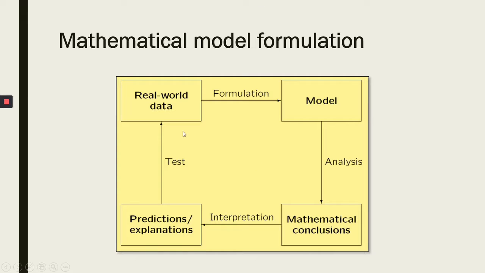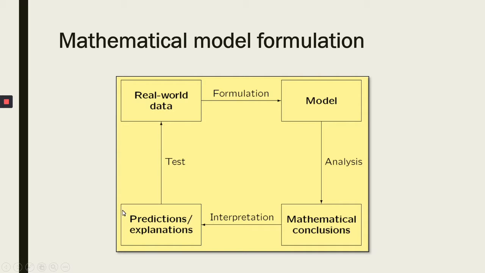So, a review on the area of mathematical model formulation: we have our real world data, and then from that real world data we begin to formulate, okay, what kind of model can I build or use so that I can mimic the real world data. So in this case, I'll be able to forecast, to predict something in the future with great accuracy. Then after creating your model, you do analysis, you do mathematical conclusion, then you interpret, and then you also do prediction, simulations, and you explain.